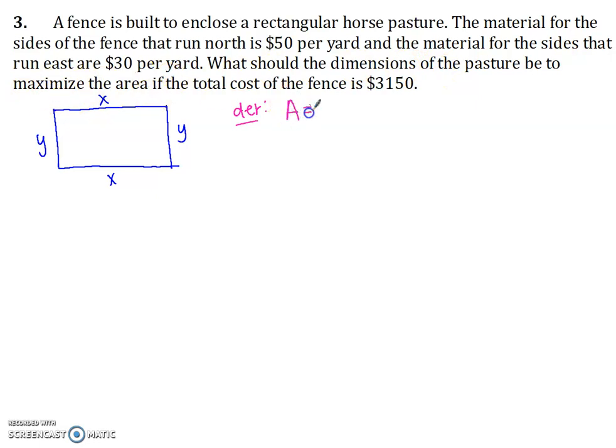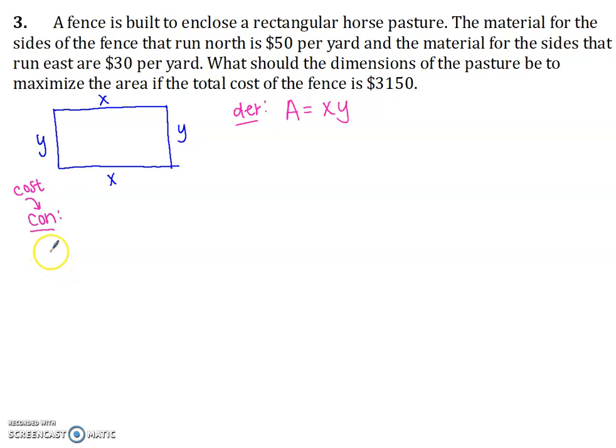So I want my derivative equation to be the area. Again, that would just be length times width, so x times y. Okay, so I have two variables here, which means I need a constant equation. The constant they give us is not the $50 per yard and the $30 per yard. It is not a constant if it's like $50 per something. So the constant is the cost. Our constant equation will be for the cost.